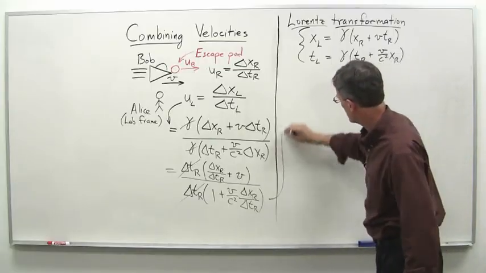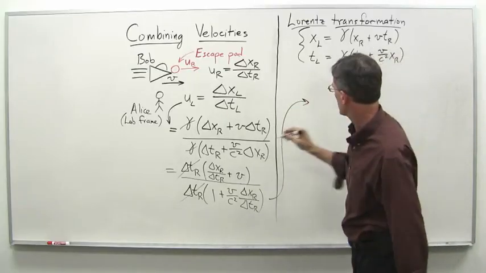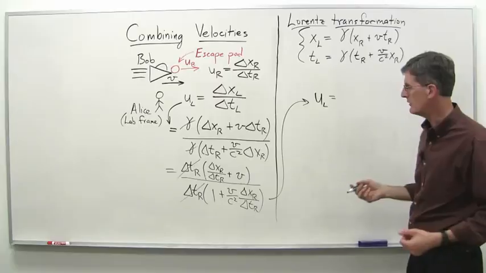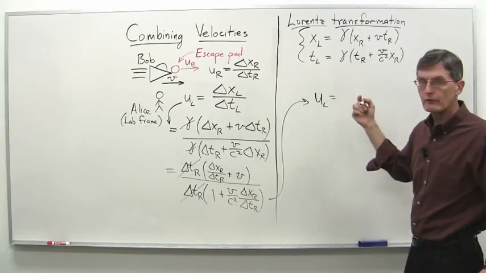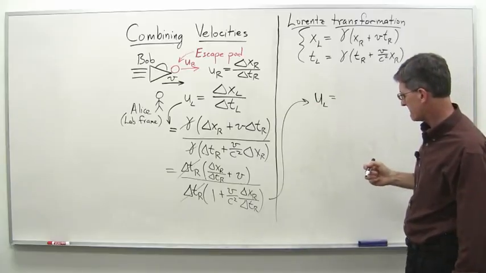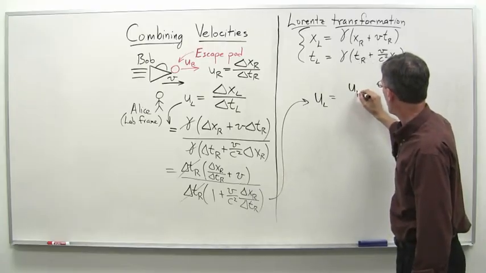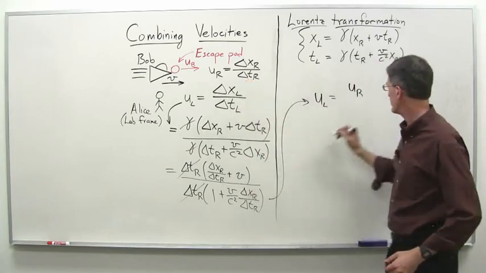So this comes up here. And what have we got? We'll just rewrite u sub L here. Okay, remember this is the velocity that Alice sees of the pod, escape pod, in her reference frame. So I've got u sub L equals, on the top, this is just u sub r, by definition, delta x sub r over delta t sub r, plus v.